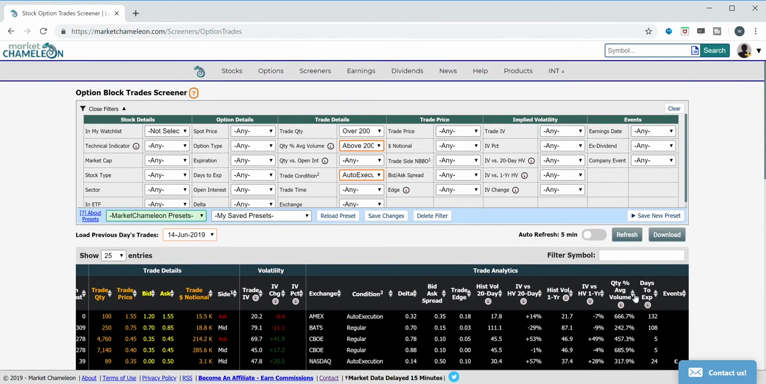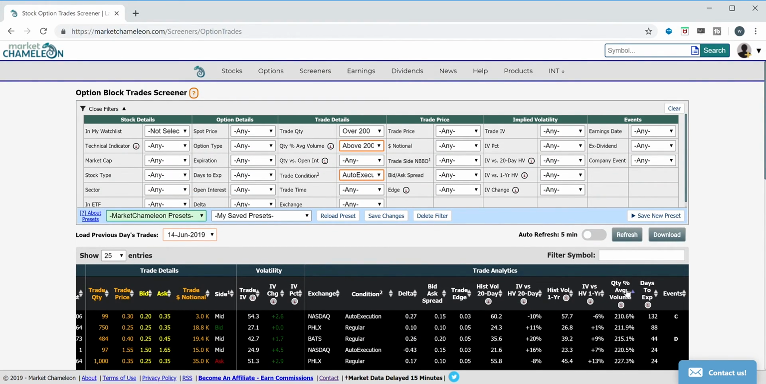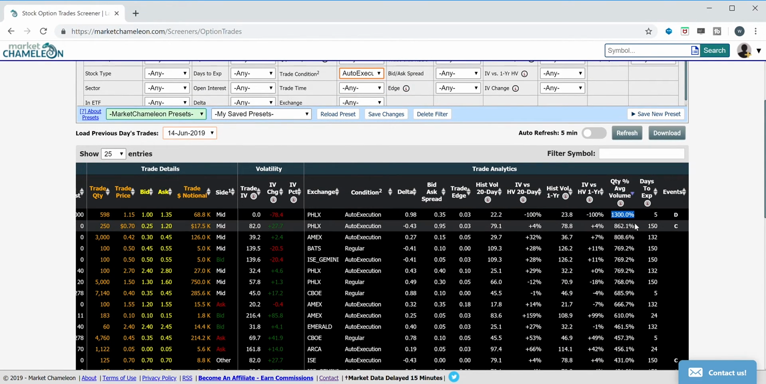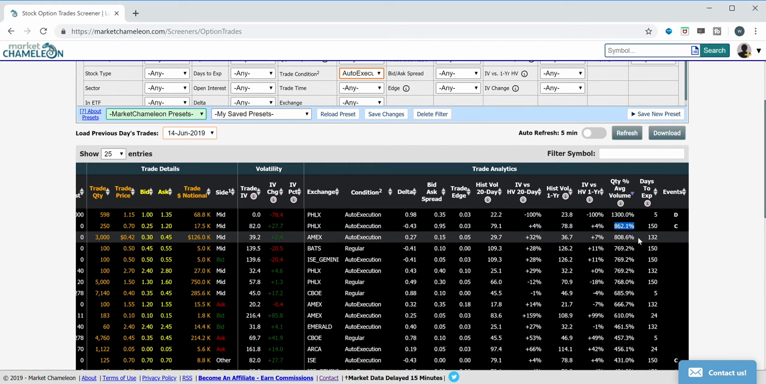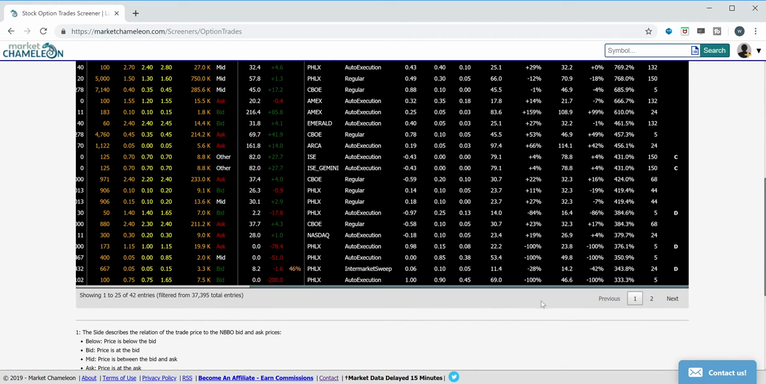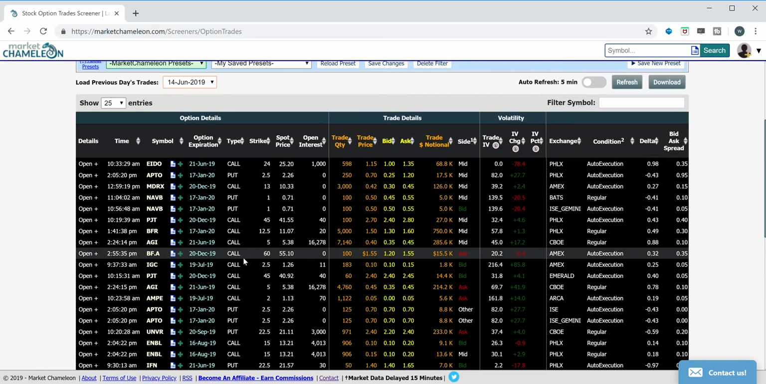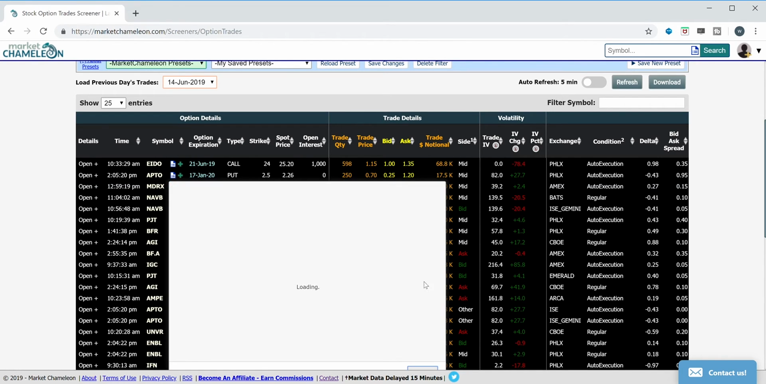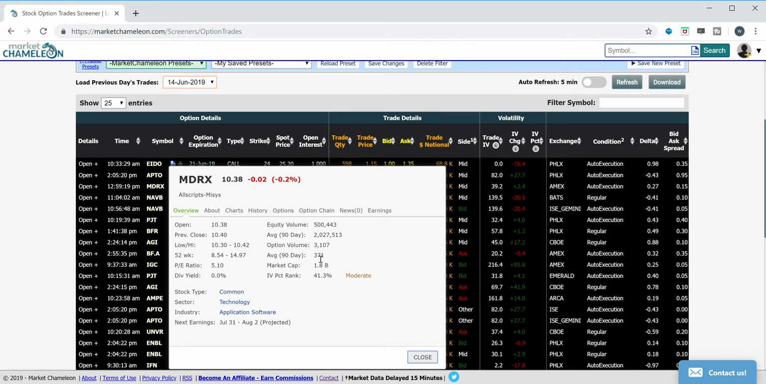I'm going to sort this by quantity as a percentage of average daily volume, from highs to lows. So now we can see this trade was 1,300% of its average daily volume. This one's 862%, and so on. Let's scroll over here and take a look at this one in MDRX. It traded 3,000 contracts, and its average daily volume is only 371.